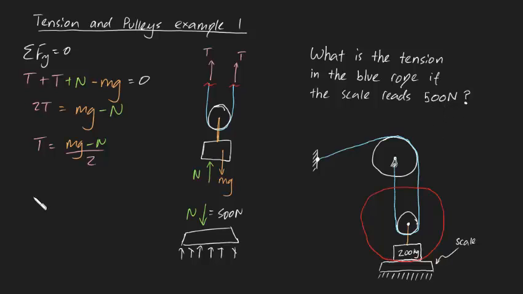And when you plug this into your calculator, you're going to get T equal to 731 newtons. This is our value of the tension in our blue rope. Notice that our orange rope might have a different value. So that's the value of our tension.